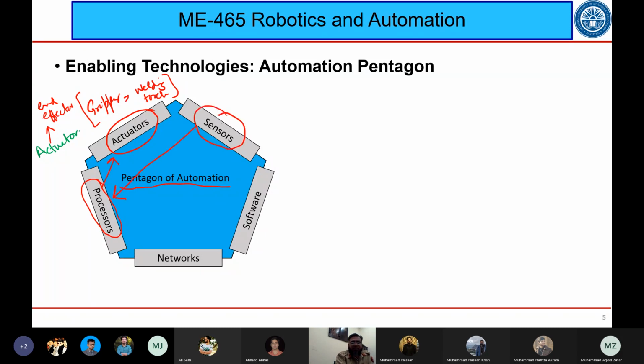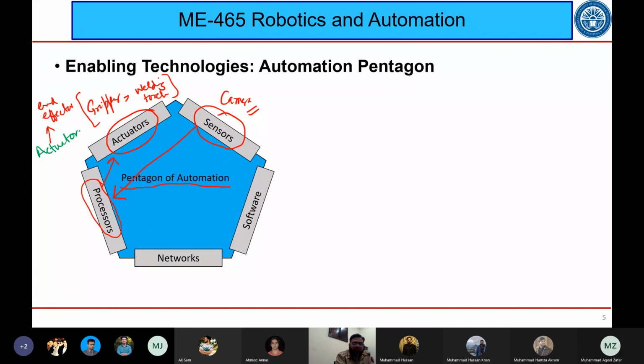So you will have a sensor, maybe a camera, and the camera would give a signal to the processor. Now I can see something which is to be picked up, and then the processor gives the command to the actuator, and the actuator is linked with a gripper. The moment the actuator moves, the gripper closes and picks up something. So this is how it is going to go: sensor, processor, and actuator.